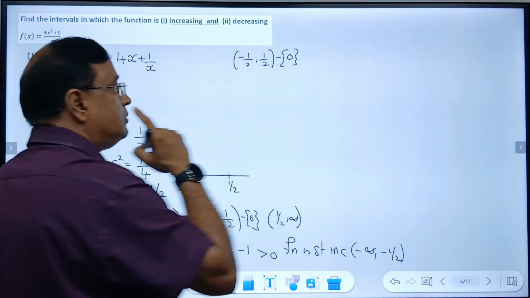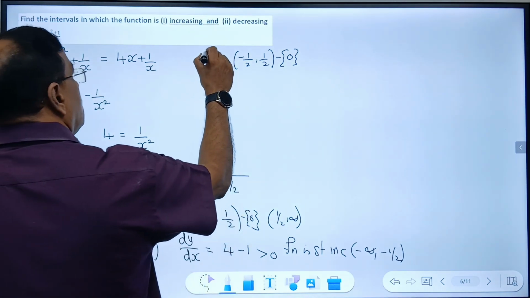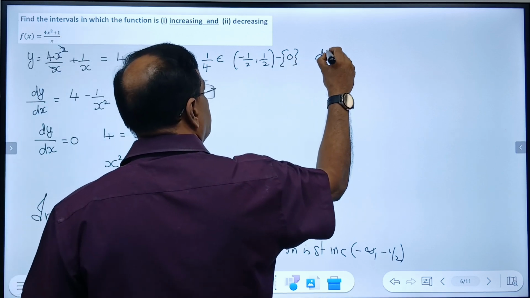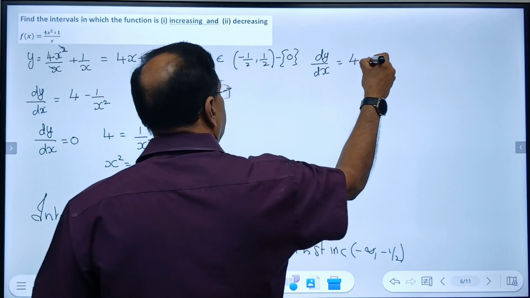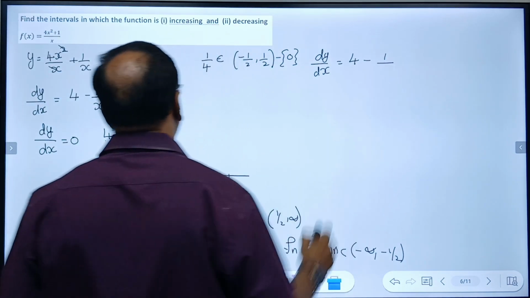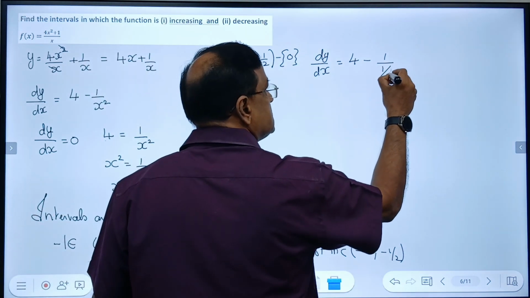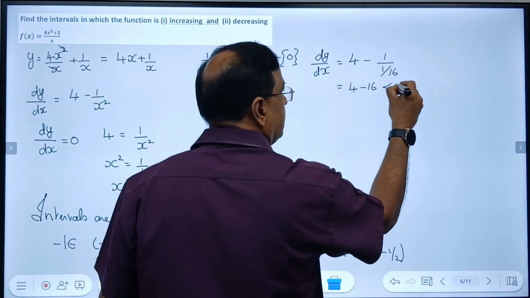Now choose a number between minus half and plus half, and of course you cannot choose 0 because 0 is removed. So I will choose, say, 1 by 4. So what happens to your dy by dx? Dy by dx will be 4 minus 1 by x square, and 1 by x is 1 by 4, so it will be 1 by 16. So it will be 4 minus 16, which will be negative.